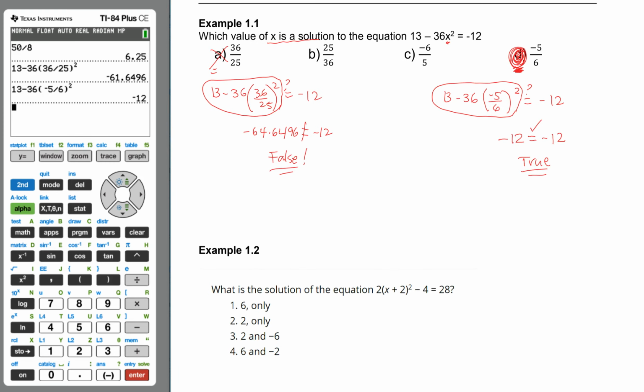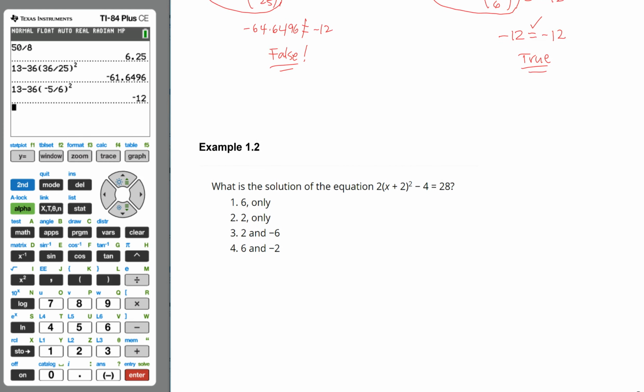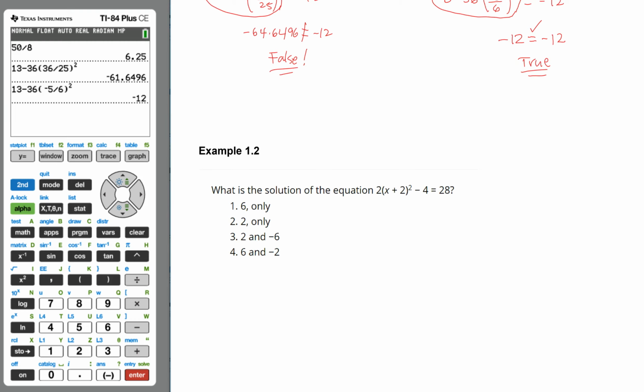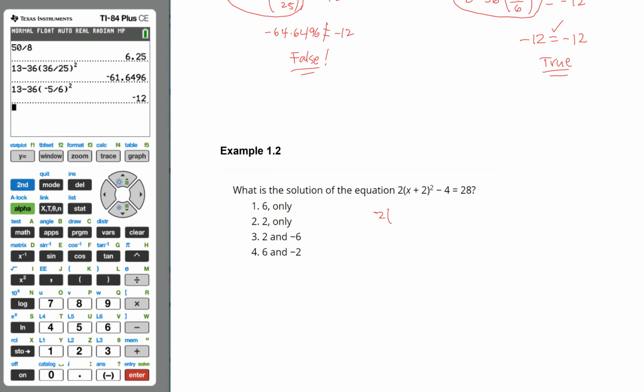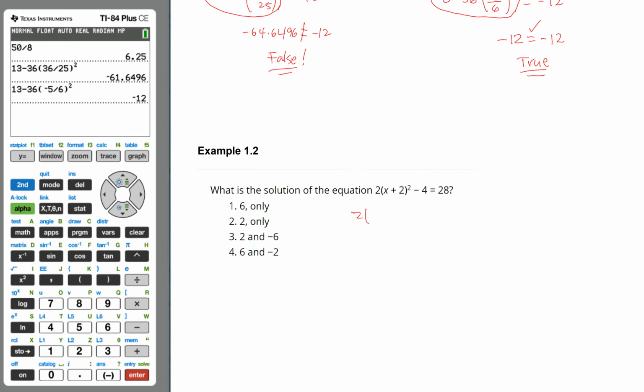Let's work now on example 1.2. What is the solution of the equation 2 times x plus 2 squared minus 4 equals 28? Okay, so let's try the first one. So we have here 2 times 6 plus 2 squared minus 4 equals 28. So I'm verifying whether it works. Again, enter everything in the calculator.